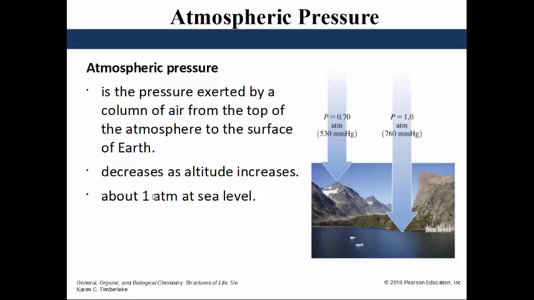Alright, atmospheric pressure is the pressure exerted by the column of air on top of the atmosphere onto the surface of the Earth. And this will decrease as you go higher in altitude. So the standard measure of atmospheric pressure is 1 atmosphere, or 1 atm. So that's at sea level. Let's say at this water level here. As you go up to the top of this mountain here, the pressure will get less and less and less. So at the top of this mountain, it is 70% of normal atmospheric pressure. So instead of being 760, it's now 530 millimeters of mercury, 0.7 atmospheres. So the higher you go, less pressure.